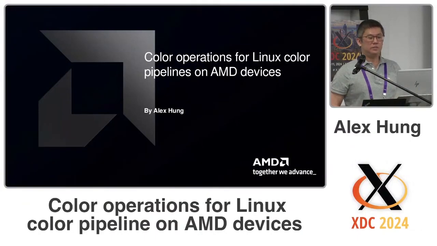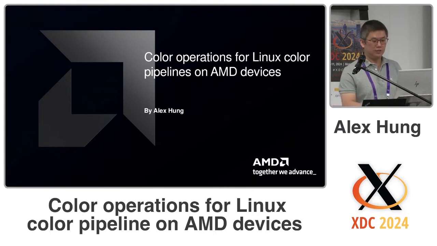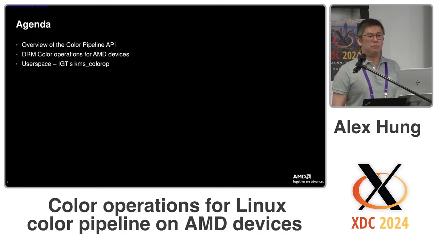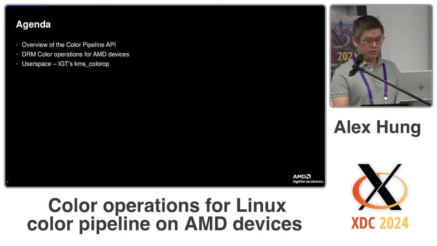Hi, my name is Alex, and my topic today is color operation for Linux color pipelines on AMD devices. The agenda includes a brief overview of the color pipeline API and the DRM color operations we defined and implemented for AMD devices. And finally, an IGT KMS color op test that demonstrates the color pipeline API and the color operations.